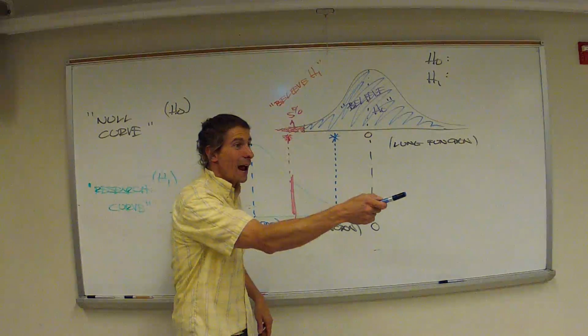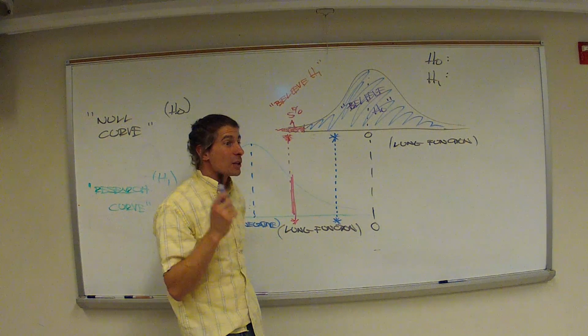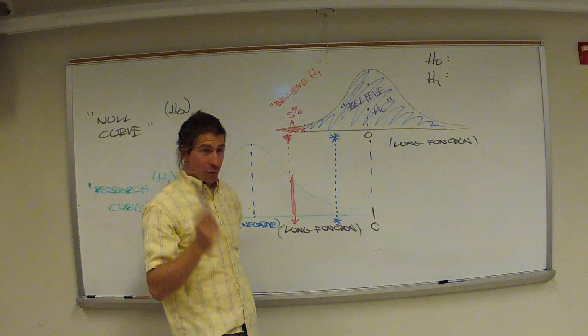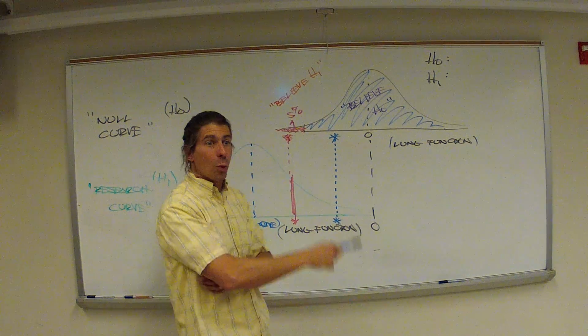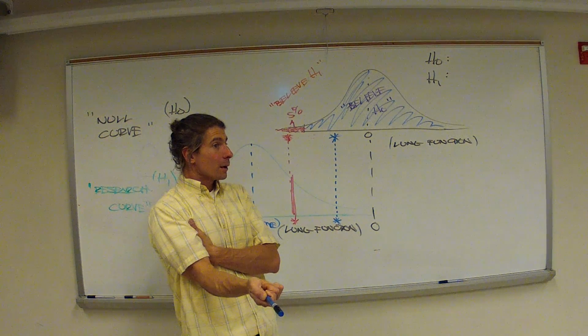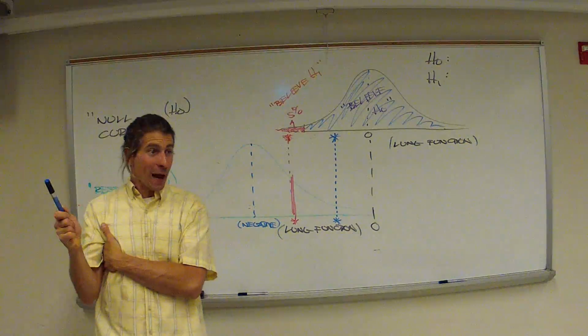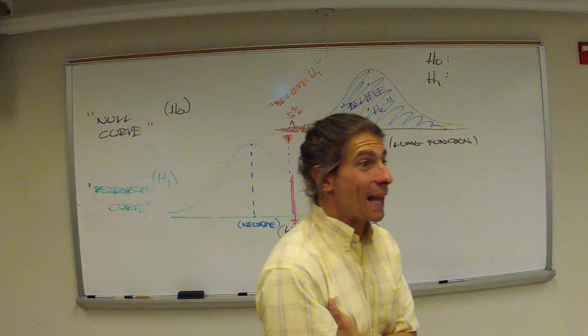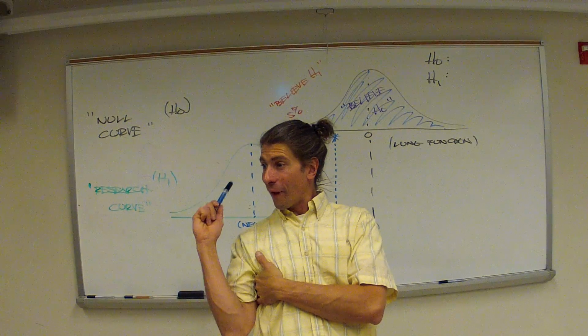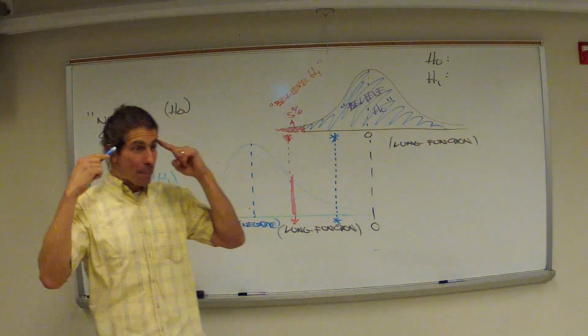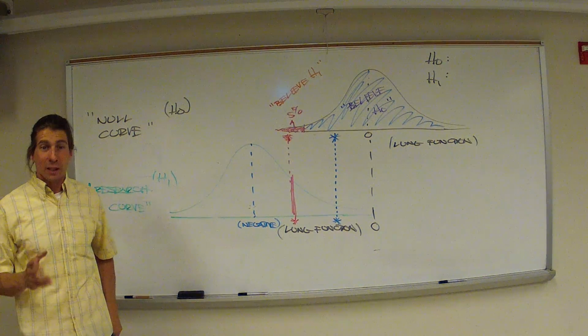All I want you to do right now is be able to tell me the two ways that you could potentially be wrong. The first is a type 1, where you say something has changed when in fact it hasn't. That's a type 1, a false positive. A type 2, a false negative, is that you say something hasn't changed when in fact it has. Keep that in your head right now.